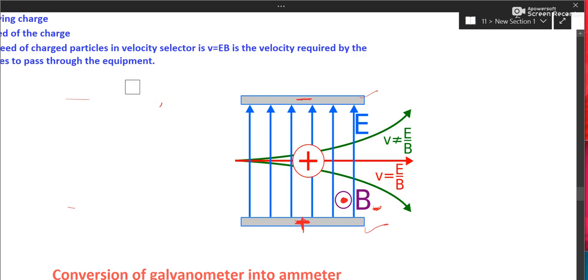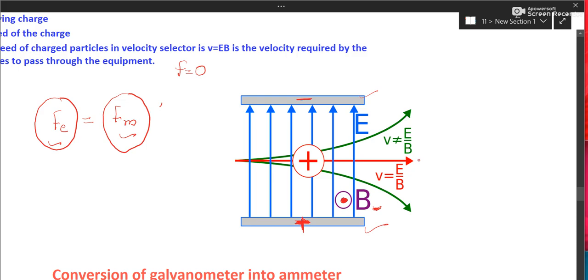You adjust the values in such a way that the electrostatic force and the magnetic force are equal in magnitude and opposite in direction. In that case, the net force will be 0. So the charge will go undeflected, and those velocities are selected. The rest will move either to one side or the other, whichever is dominant. So the charges with these velocities will pass undeflected, so they are selected.